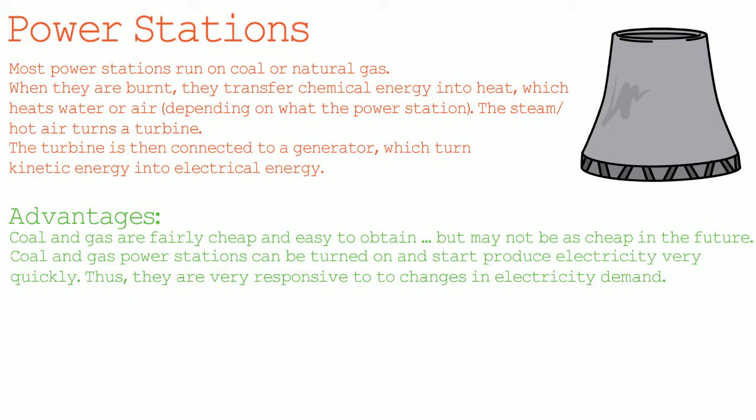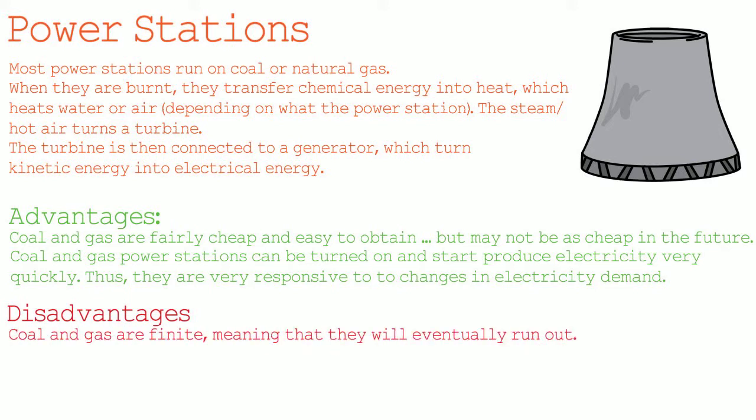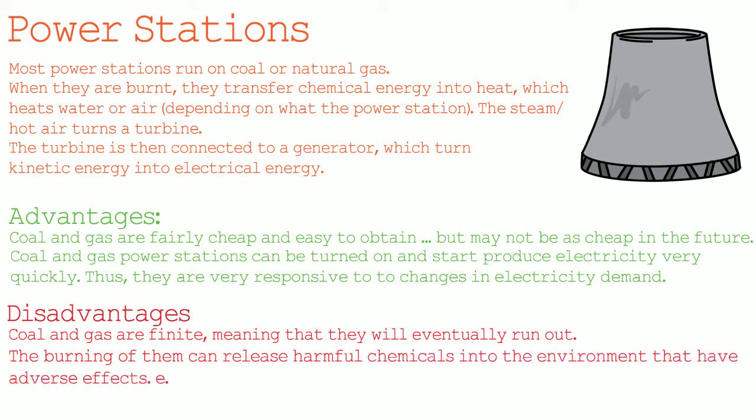Natural gas has the quickest turn-on time, and the turn-on time is the time it takes from you turning on the power station to the power station generating electricity. A disadvantage of fossil-fueled power stations is that the resources are finite. This means that they will eventually run out. Also, the burning of fossil fuels can release harmful chemicals into the environment that have adverse effects.